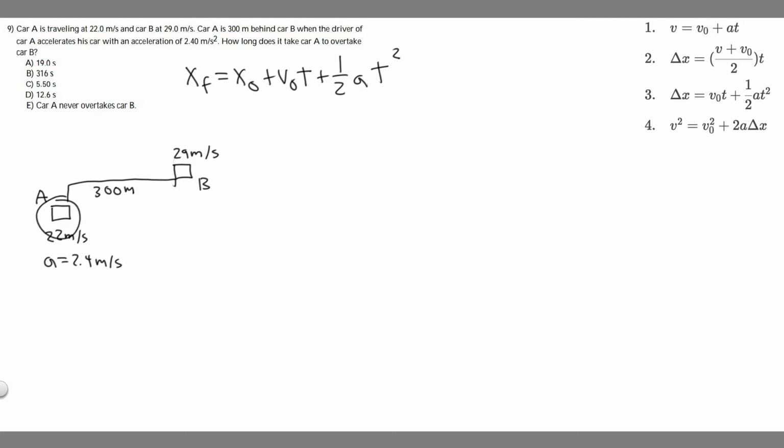So first, let's understand what's going on. We have car A traveling 22 meters per second, and then we have car B that's 300 meters ahead traveling at 29. At this point, car A is going to accelerate and speed up until it catches car B. So let's start with just car A and create a position function.